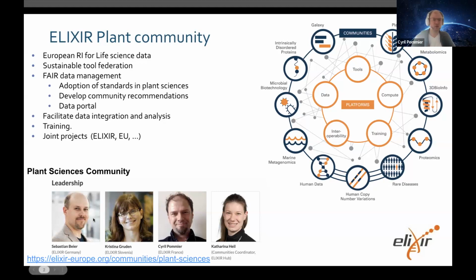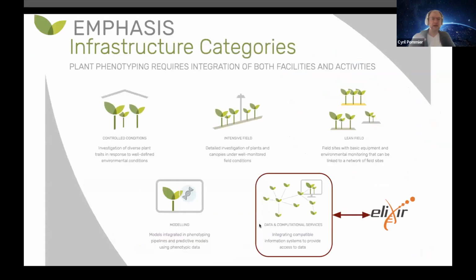I'm leading this with my two colleagues, Sebastian Beier and Christina Gruden, from Germany and Slovenia respectively, and with the help of Katrina Hai. We also have a long history of collaboration with EMPHASIS, the infrastructure for plant phenotyping at the European level. It is also a network, and it has a French node, Phenome, where I am involved. Among the many activities of the EMPHASIS infrastructure, there is one around data computational services, which has 10 years of history of collaboration with ELIXIR, mainly, but not only, around MIAPPE.